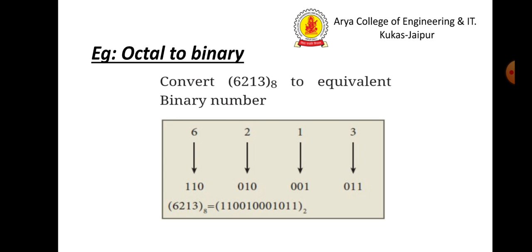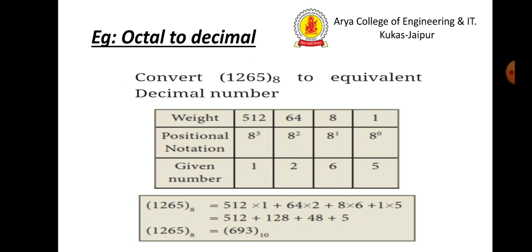Here is the octal to binary. We use the table for this and we get 6 as 110, 2 as 010, 1 as 001, 3 as 011, and we combine them and we get the binary equivalent of the number.